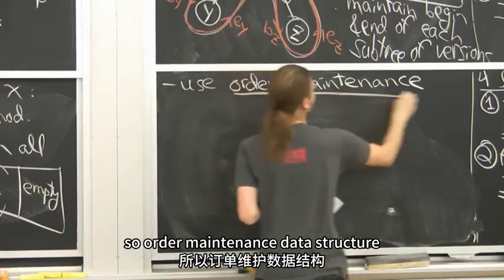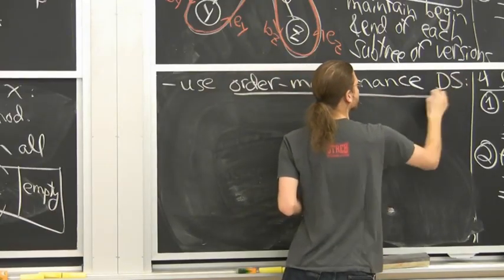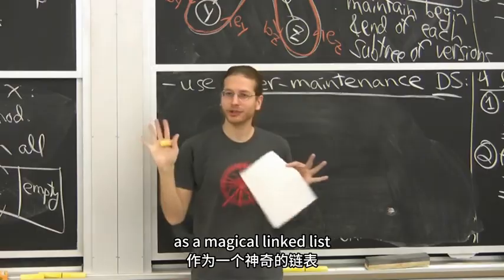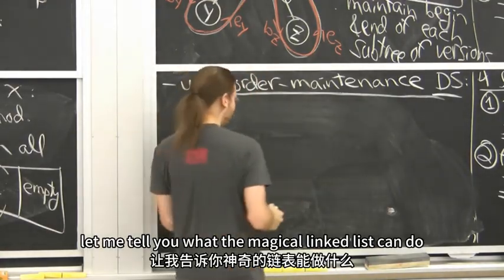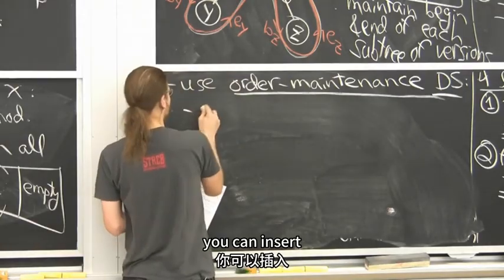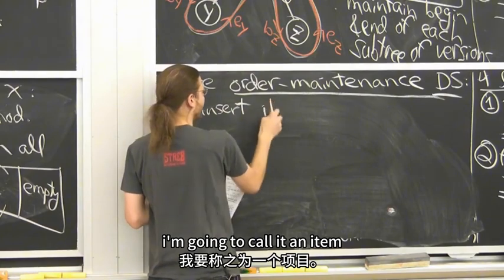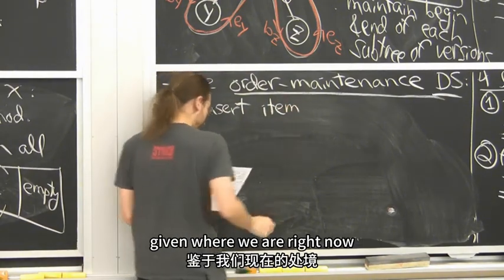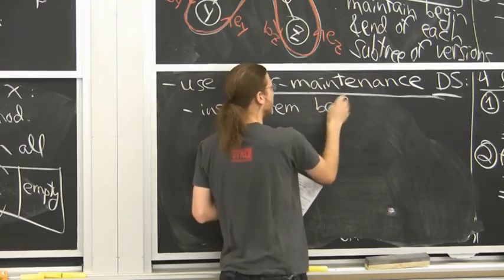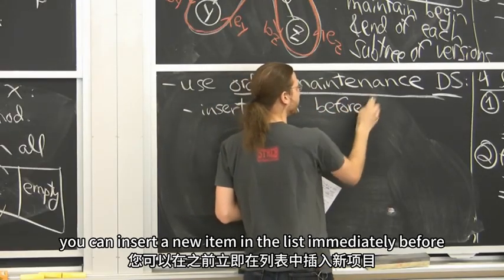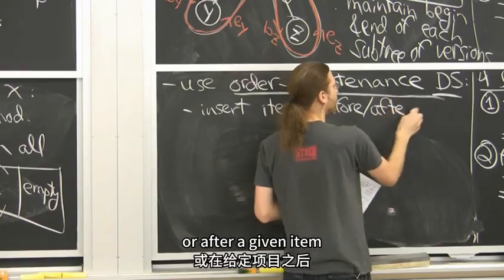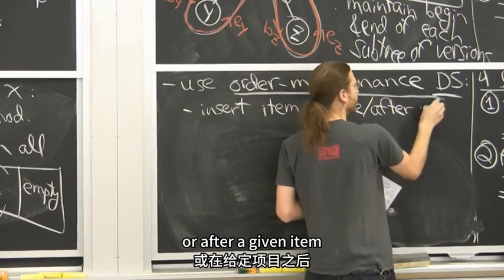So, order maintenance data structure. You can think of this as a magical linked list. Let me tell you what the magical linked list can do. You can insert, I'm going to call it an item because node would be kind of confusing given where we are right now. You can insert a new item in the list immediately before or after a given item.